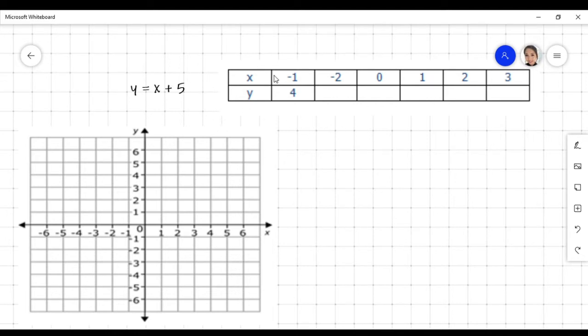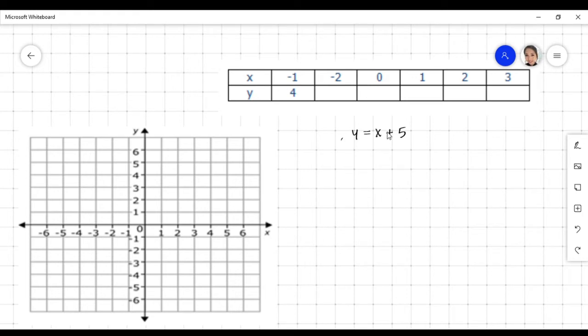So we have here a table. What we will do with the table of values, we will complete this table of values where we will substitute the value of x here in our equation and then we will solve for y. After that, we will use the ordered pair that we got here and then we will plot it in our Cartesian coordinate system. So we have here our equation y equals x plus 5. So we have here an example.